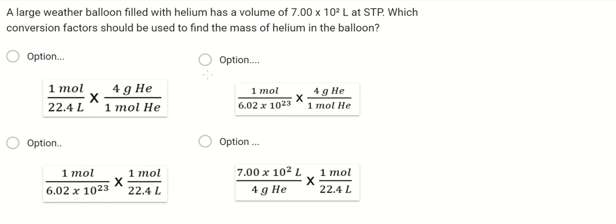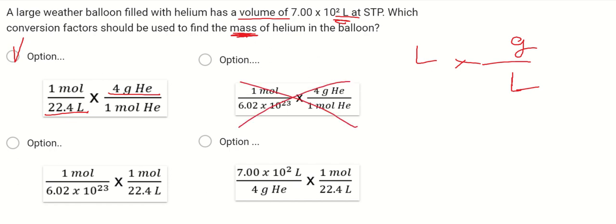All right, large weather balloon filled with helium has a volume of liters. It's given us volume. Oh, it just wants another conversion factor. We don't need to calculate anything. How do we get rid of liters and find mass? If we have liters, to get rid of it, we need a conversion factor with liters on the bottom and the desired unit on the top. It's saying we desire mass, so we need grams on the top. Do we have liters on the bottom? This one looks good. Grams on the top, right there. Let's just check through the other ones. We don't have liters on the bottom. We have liters on the bottom, no grams on the top. Grams are on the bottom. That's no good. All right, there's your answer.